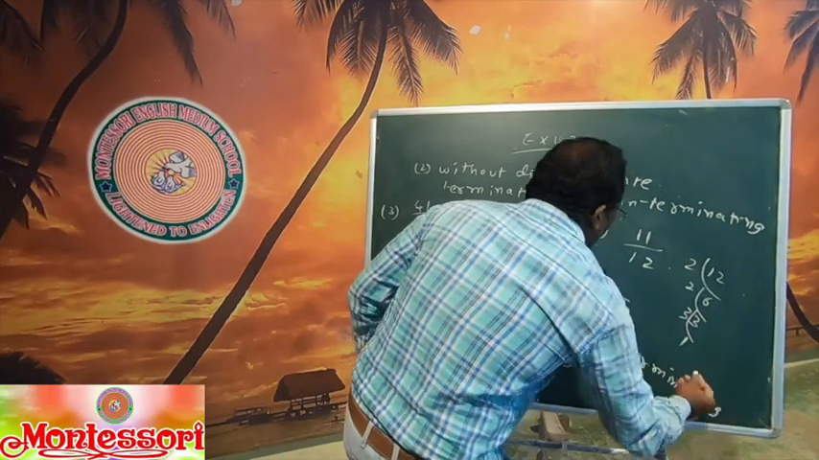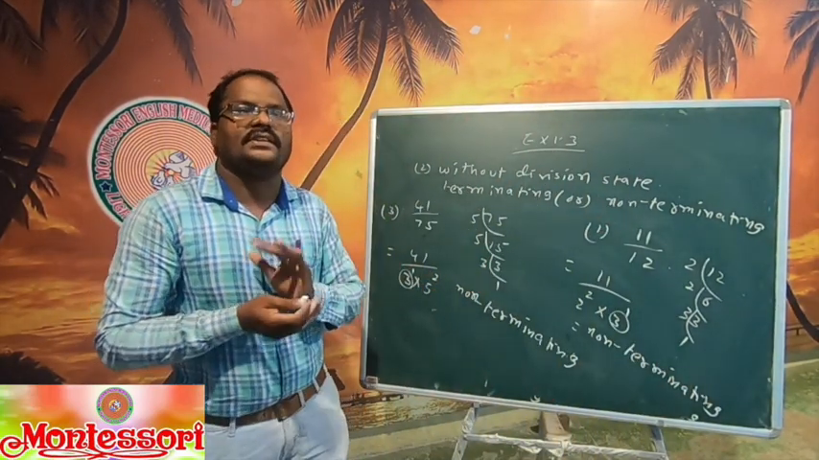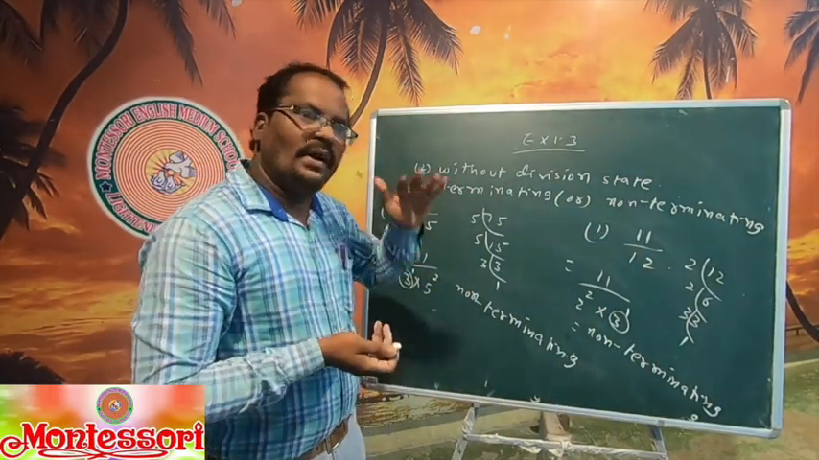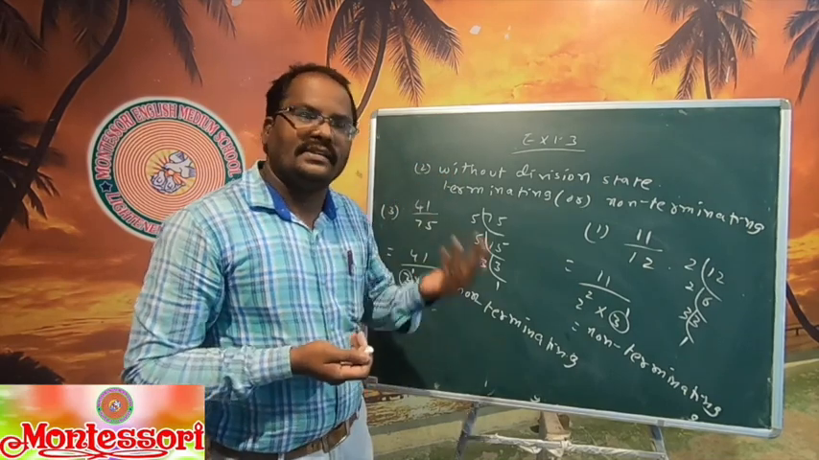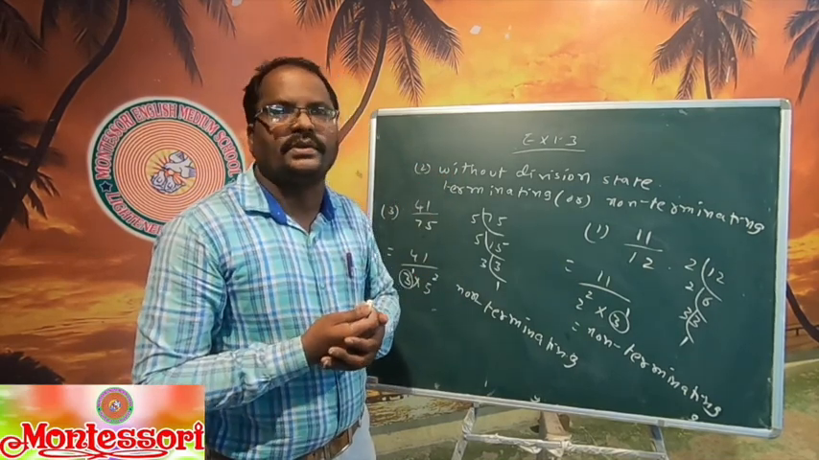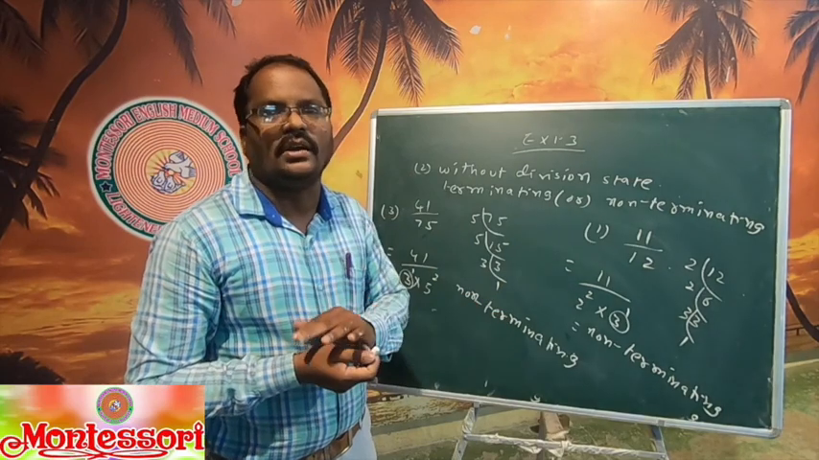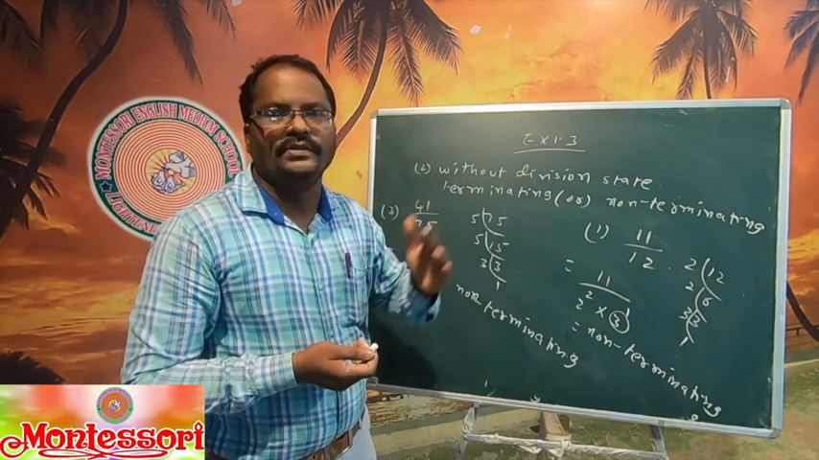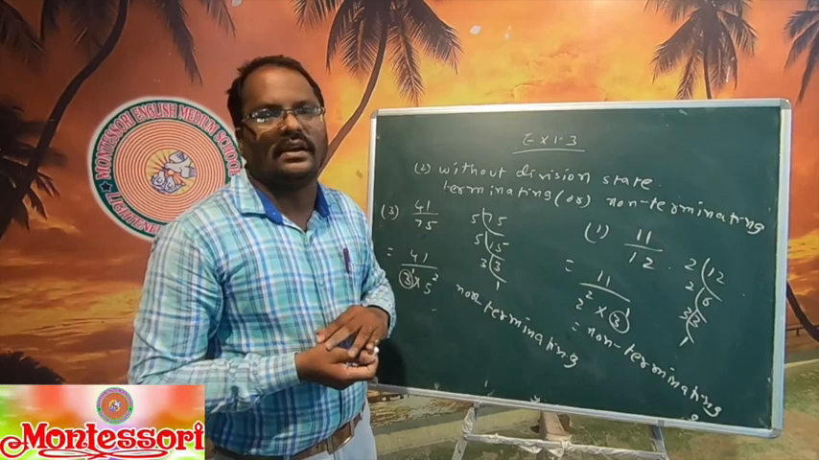Are you understanding? Once again, there are 2 types of fractions. One is terminating and the other is non-terminating. Another 2 types are repeated and non-repeated. So that is the long division method. Without division, how do we classify?